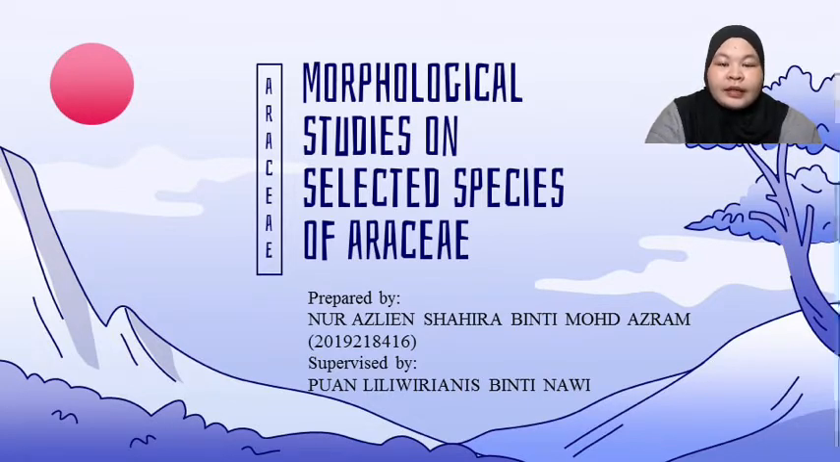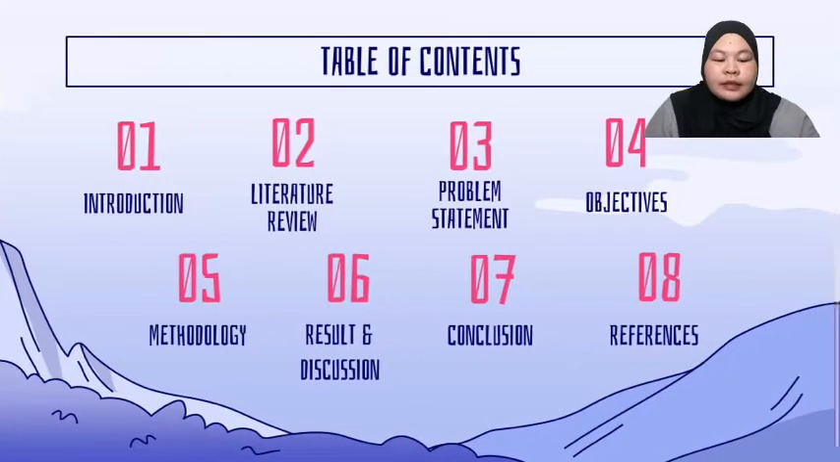AS2016A. The title for my final year project is Morphological Studies on Selected Species of Araceae. The table of contents for this final year project is introductions, literature review, problem statement, objective, methodology, result and discussions, conclusions, and reference.